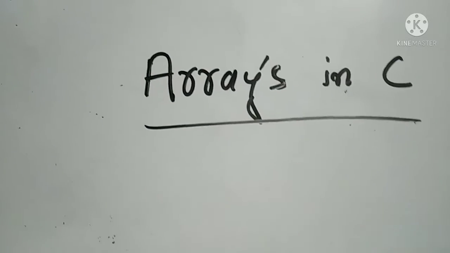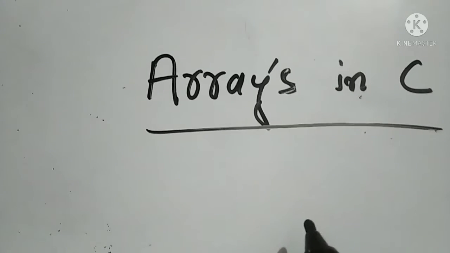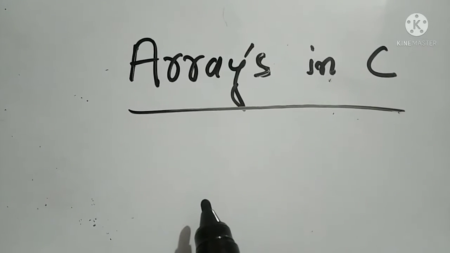Hello student, and today we are going to study arrays in C. So what is an array? An array is a group of data of similar data type.